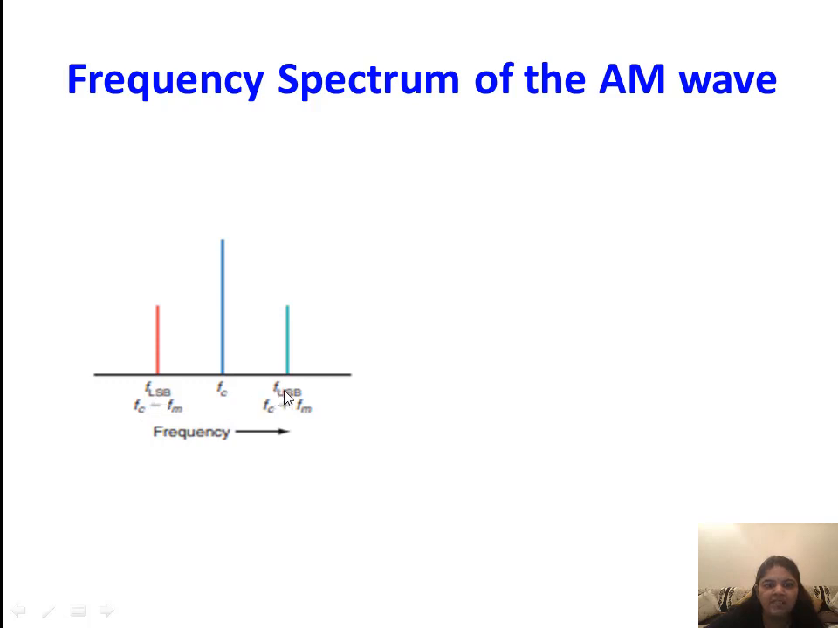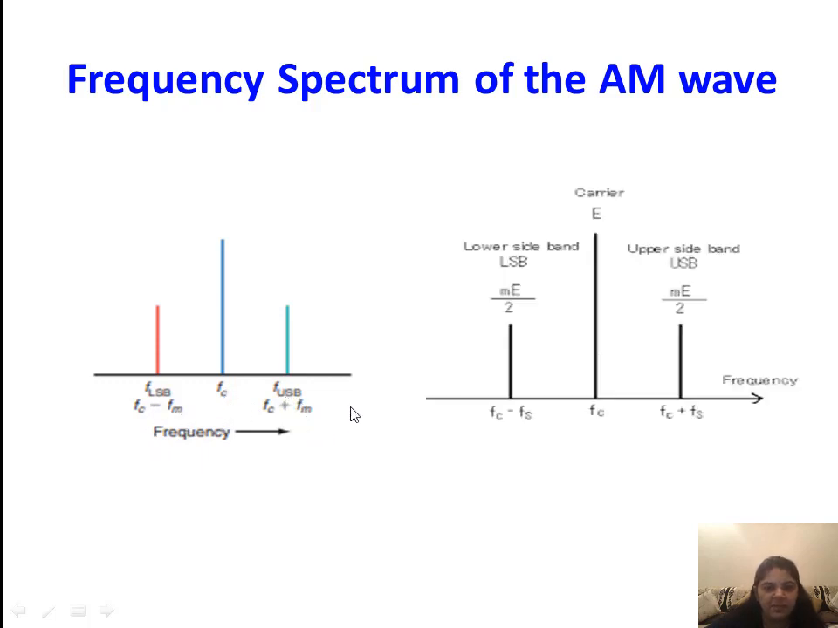Now this is the complete spectrum. What does it consist of? The middle one is the carrier, having amplitude Vc according to our equation. The lower sideband has amplitude mVc/2 from our equation, and the upper sideband also has mVc/2. So both sideband amplitudes are the same, and this is my carrier wave.